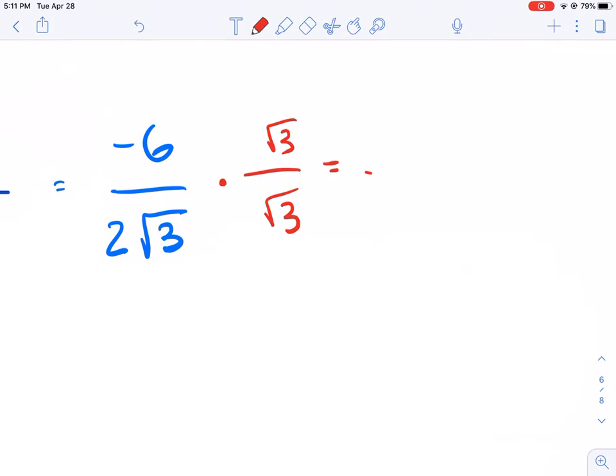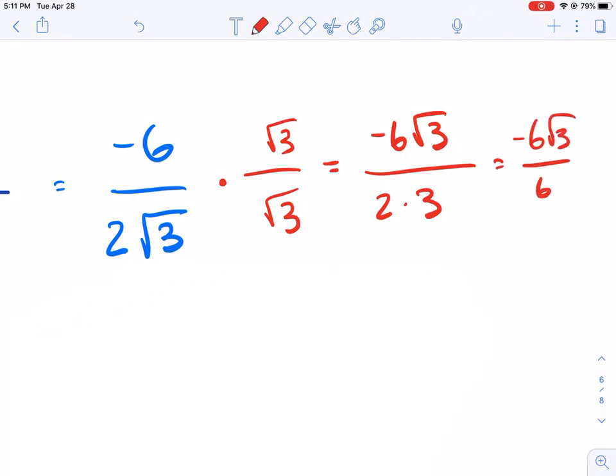now let's do the bottom first. 2 times radical 3 times radical 3, we get 2 times 3. Radical 3 times radical 3, 3. Then we get negative 6 times radical 3 in the top. Let's simplify. Negative 6 radical 3 over 6.